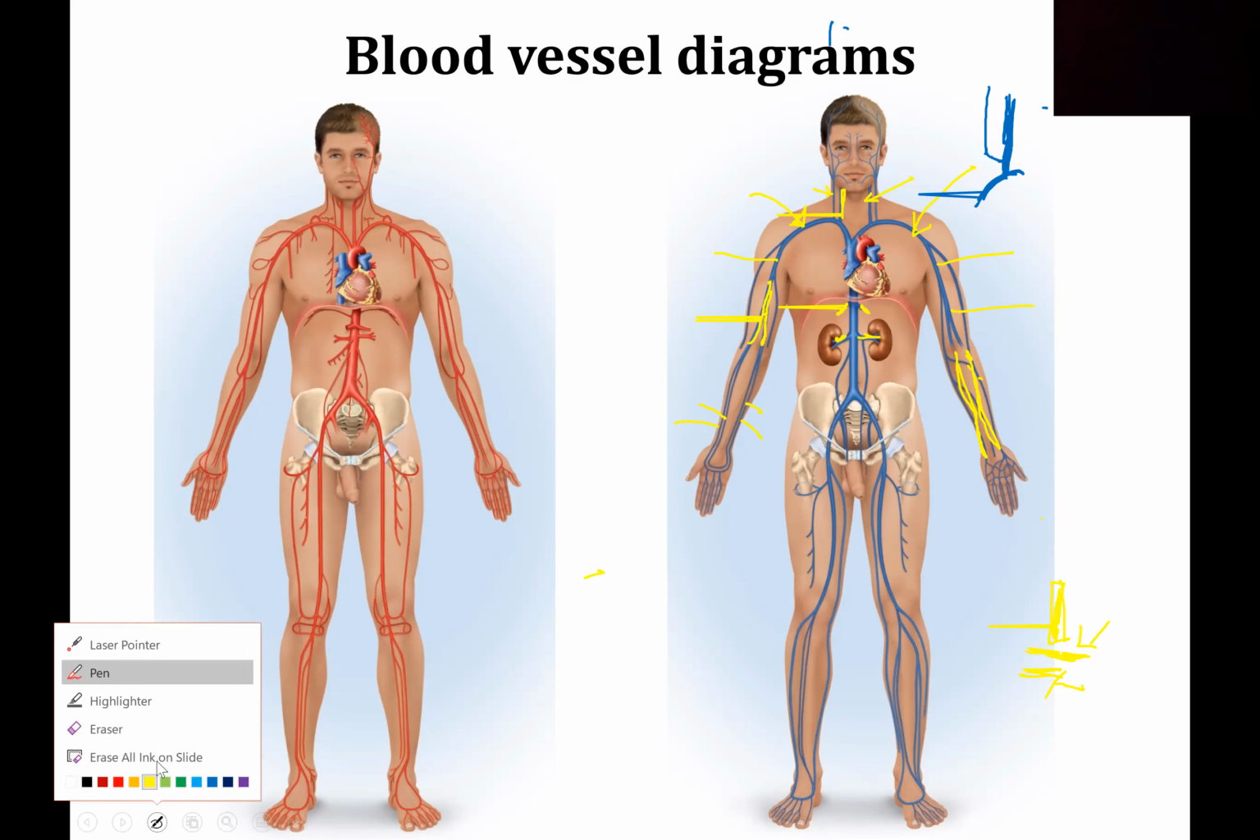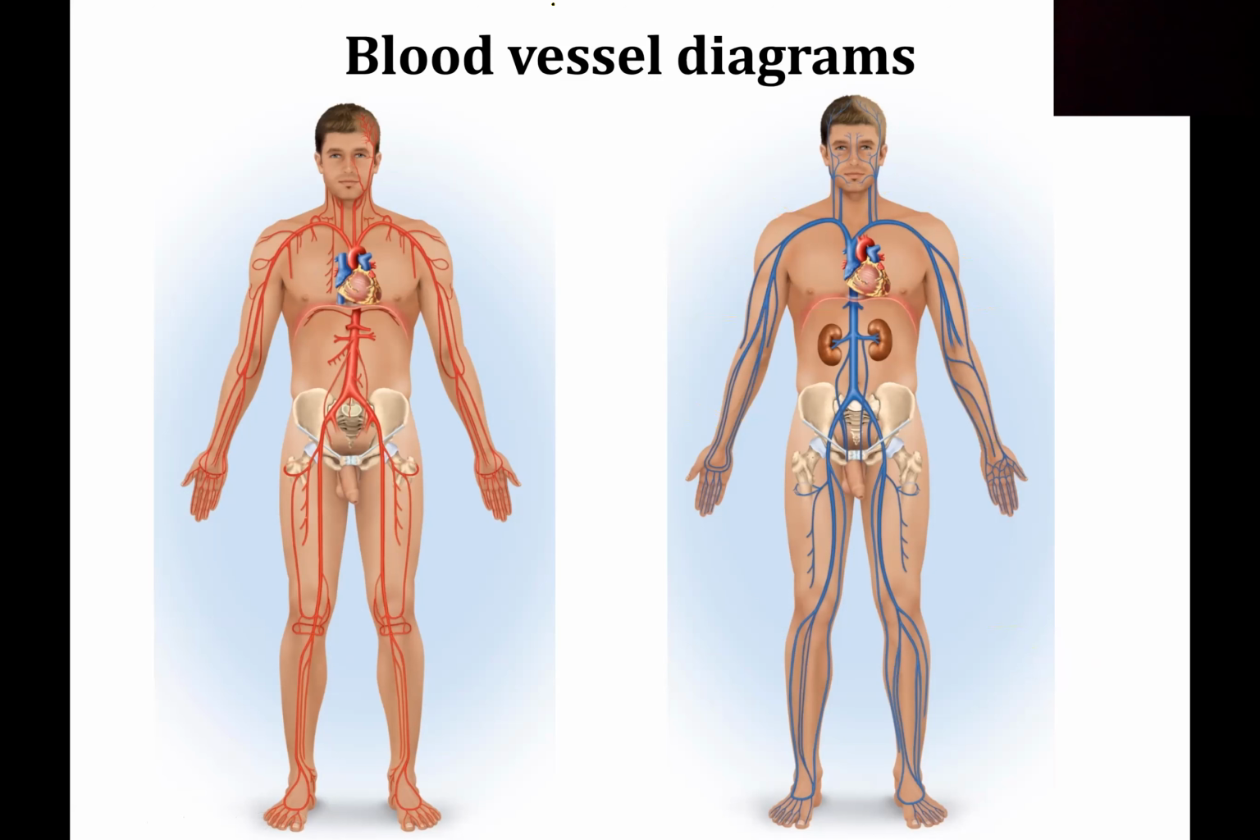Now, you have the subclavian. This would be the right subclavian vein and the left subclavian vein. Once they unite with the internal jugular vein, this would be the right brachiocephalic vein, and this would be the left brachiocephalic vein. The two brachiocephalic veins are going to converge to form the superior vena cava.